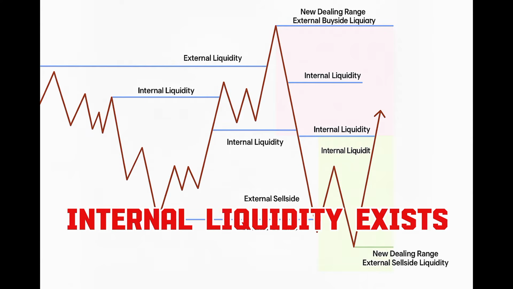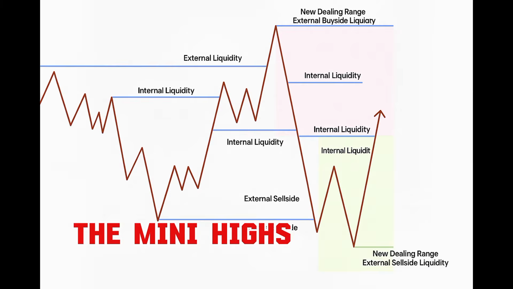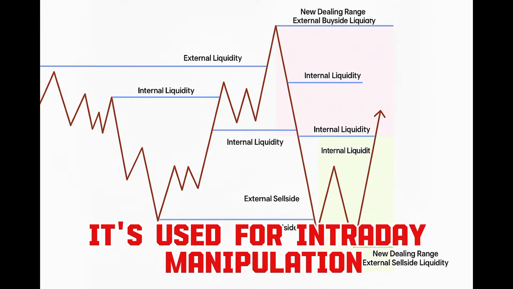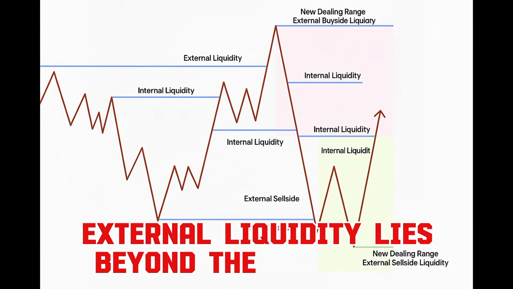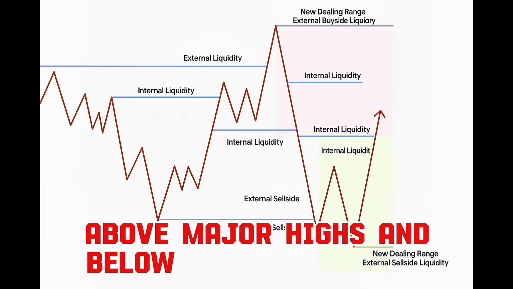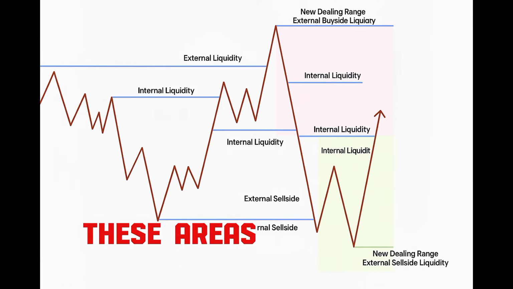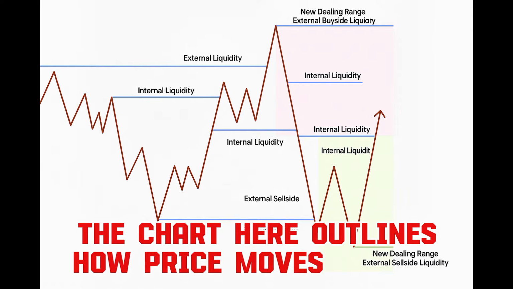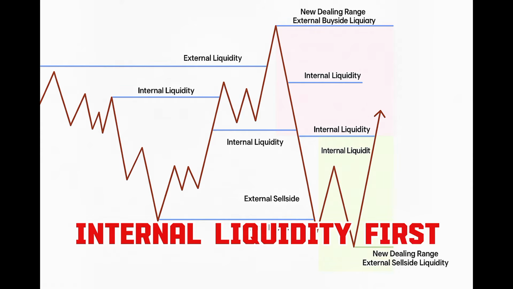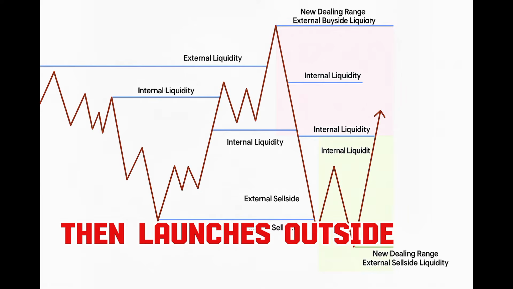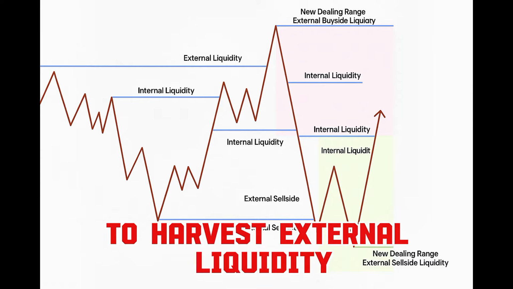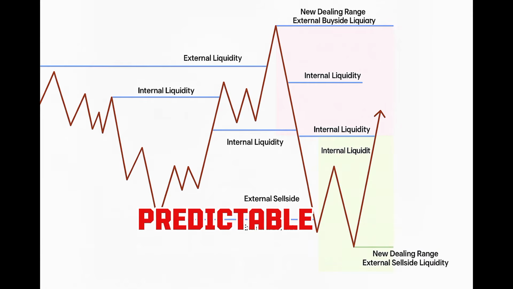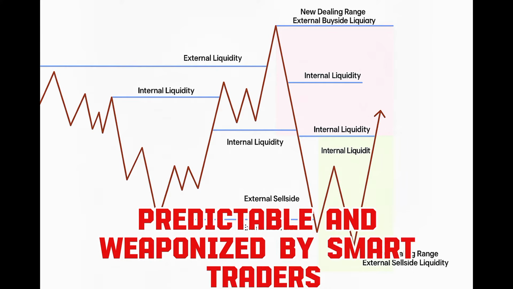Internal liquidity exists within a current structure, the mini highs and lows inside a range. It's used for intraday manipulation. External liquidity lies beyond the boundaries, above major highs and below significant lows. These areas are packed with retail stops. The chart here outlines how price moves through internal liquidity first to build momentum, then launches outside the range to harvest external liquidity before reversing. This behavior is consistent, predictable, and weaponized by smart traders.